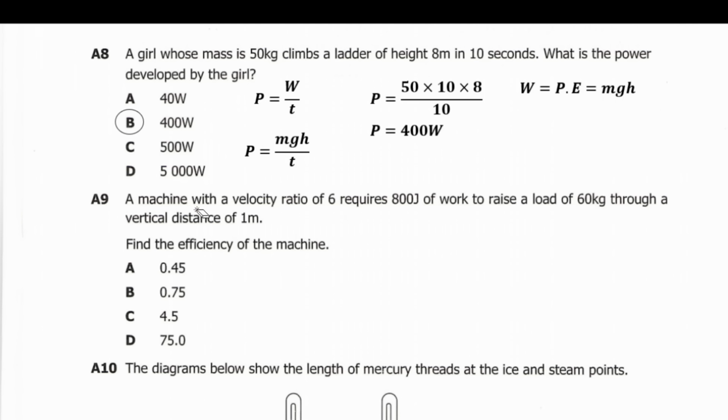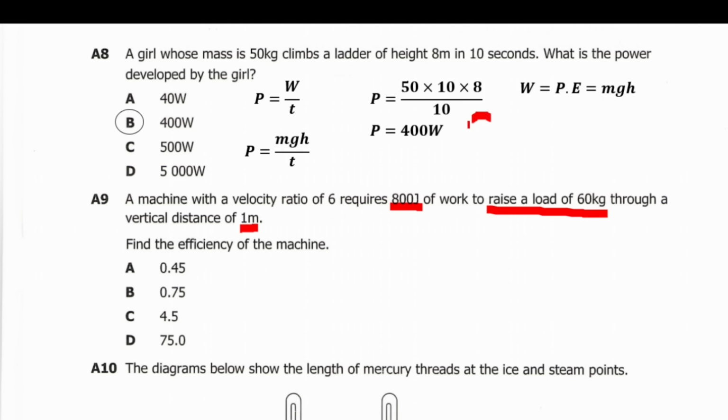Question 9 reads: a machine with a velocity ratio of 6 requires 800 joules of work to raise a load of 60 kilograms through a vertical distance of 1 meter. So here we are told this machine will require 800 joules of work to raise a load of 60 kilograms through a vertical distance of 1 meter. Then they are saying find the efficiency of the machine.